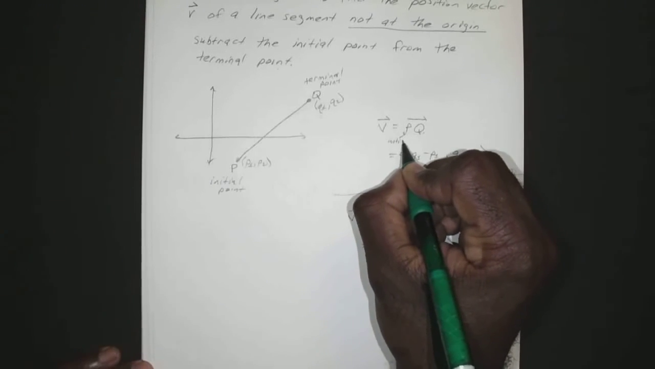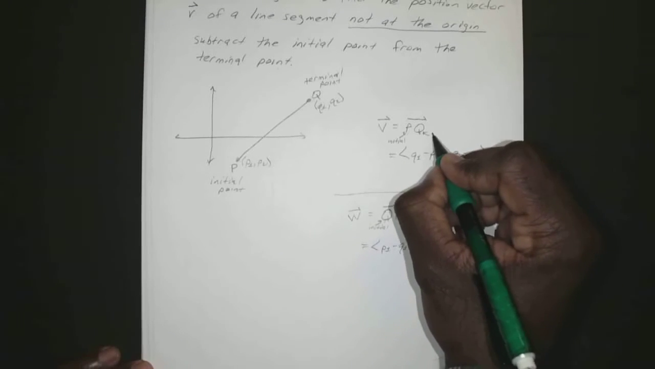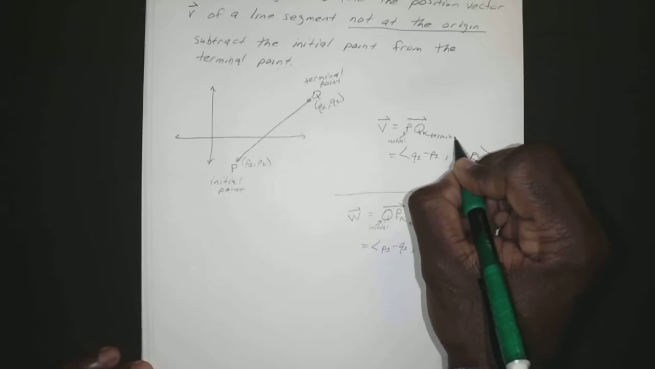In this case, initial, and this is terminal. So that's really the only difference between just a regular ordinary line segment and a vector, is that with a vector, direction is really important.